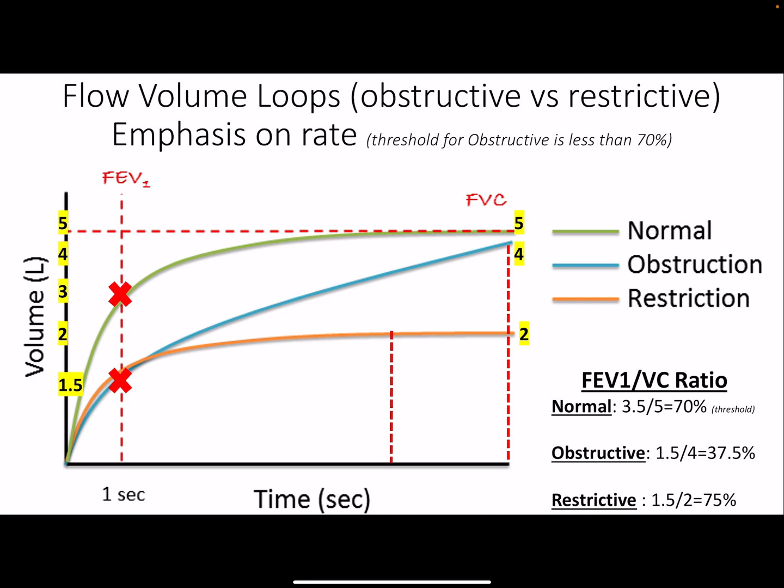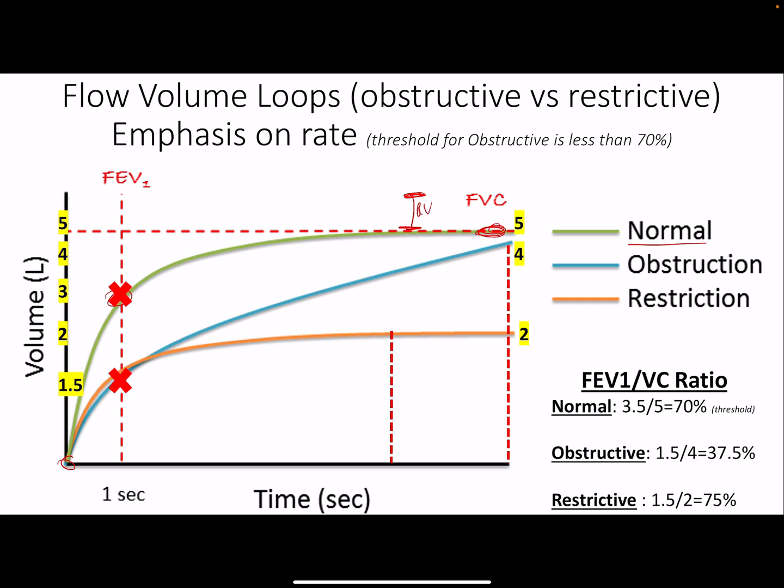So for the flow volume loops, for obstructive versus restrictive, again, this is focusing on rate. Let's consider a normal situation. So maximum breath in, we're here. After 1 second, we're here. After blowing as much air as we can out, we're now at the forced vital capacity, also known as the vital capacity, and this is our residual volume, which is whatever's left over.